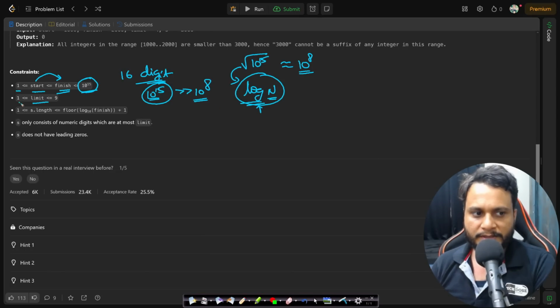So the limit value is from 1 to 9, okay? And s.length, which is the suffix length, will always have a maximum number of digits less than or equal to the finish number, right? So there will never be a case where the suffix asked has more length than what the finish value is given. But this does not mean that the finish value cannot be smaller than s.